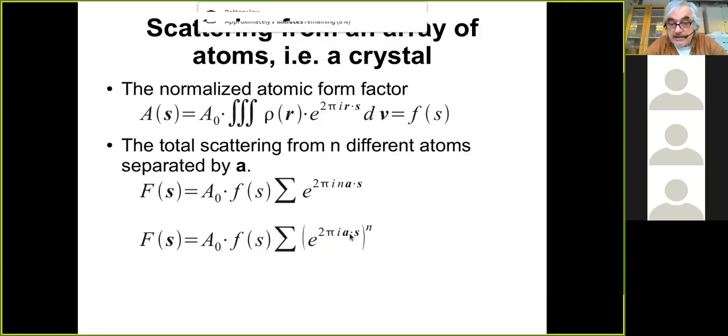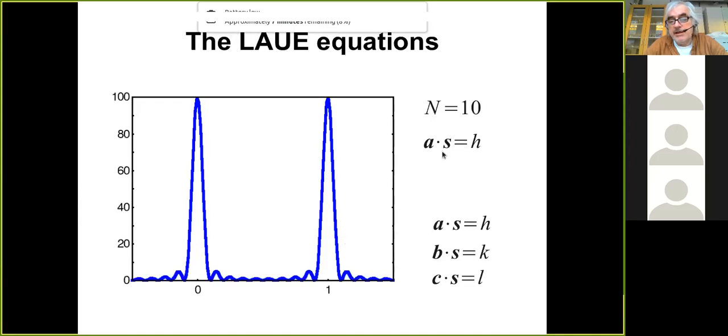Then one can say that summing over a lot of different unit cells, this will only give a constructive interference effect when A dot S is an integer number of 2 pi. So if A dot S is an integer, H should be interpreted as an integer here. And since real crystals are periodic in 3 different directions, A, B, C, this condition should be fulfilled in all 3 directions if we should have a reflection.